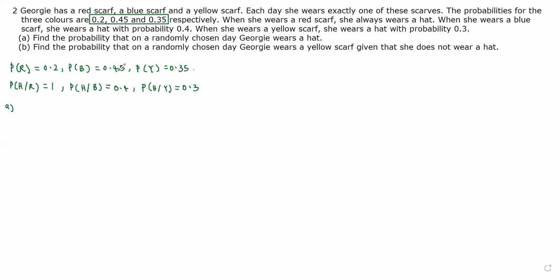Part A, we need to find the probability that on a randomly chosen day, she wears a hat. This is a conditional probability question. The easiest way is actually to solve this using a tree diagram. In the first stage of the tree, we look at the case of wearing a red scarf, blue scarf, and yellow scarf. And after that, we look at the case of whether she wears a hat or not.